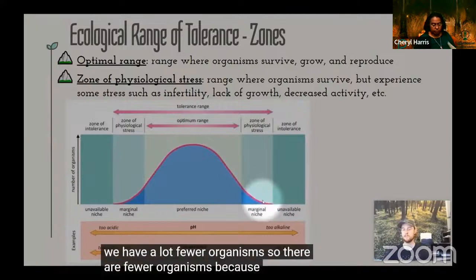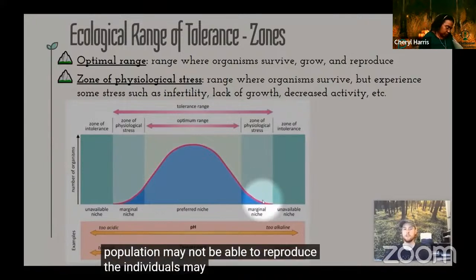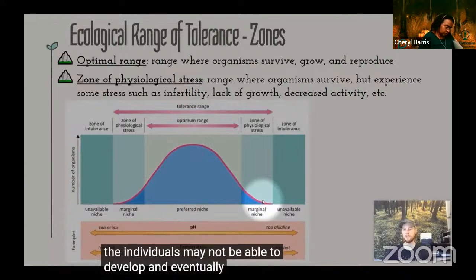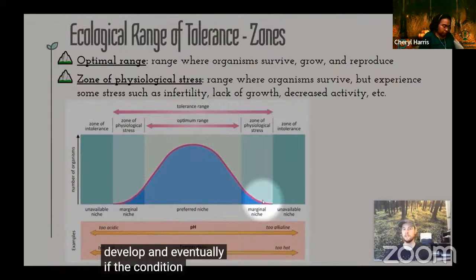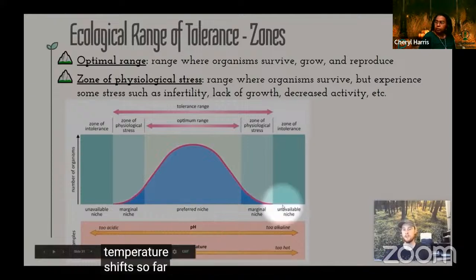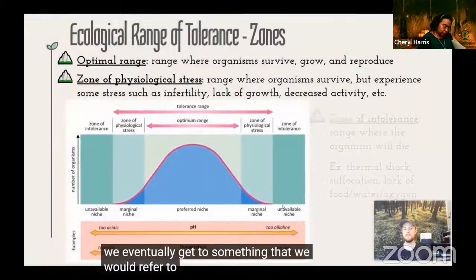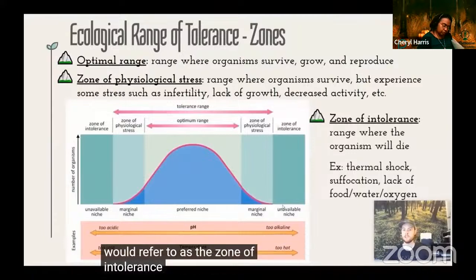So there are fewer organisms because the population may not be able to reproduce, the individuals may not be able to develop, and eventually, if the condition, again, such as pH or temperature, shifts so far that we're outside the range of physiological stress, we eventually get to something that we would refer to as the zone of intolerance. So this is the range where the organism will actually die.